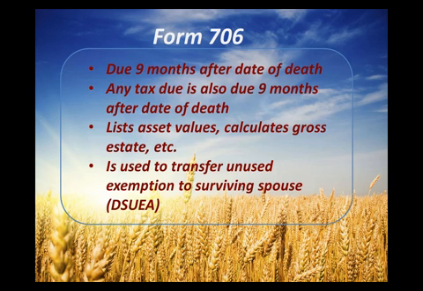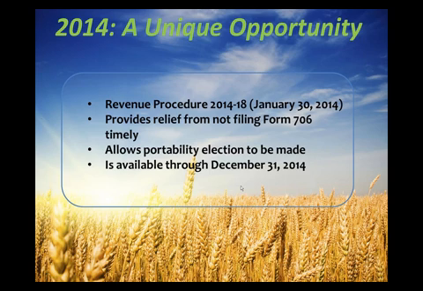So, Galen, you or Wes one had asked, how do you get that? Is there something you have to do? Absolutely. In order to transfer your unused exemption amount to a surviving spouse, you have to file Form 706 on a timely basis. Now, 2014, there's a unique opportunity. Revenue procedure.